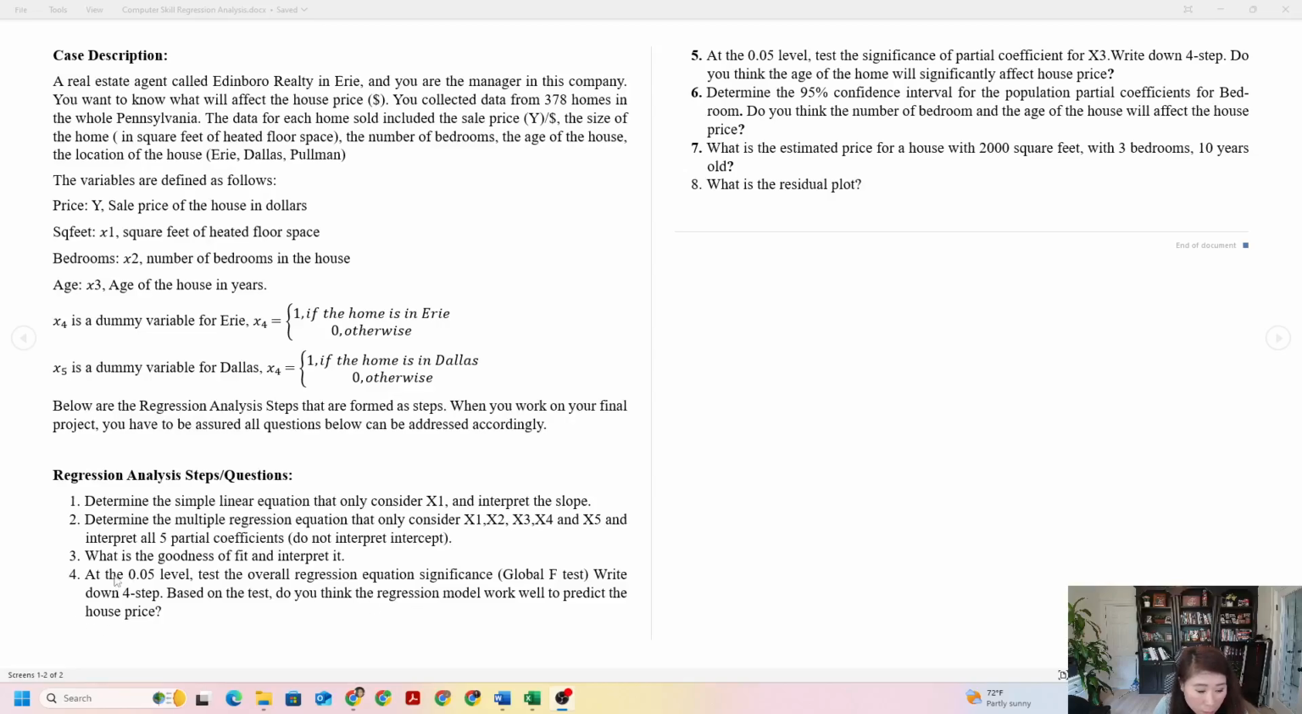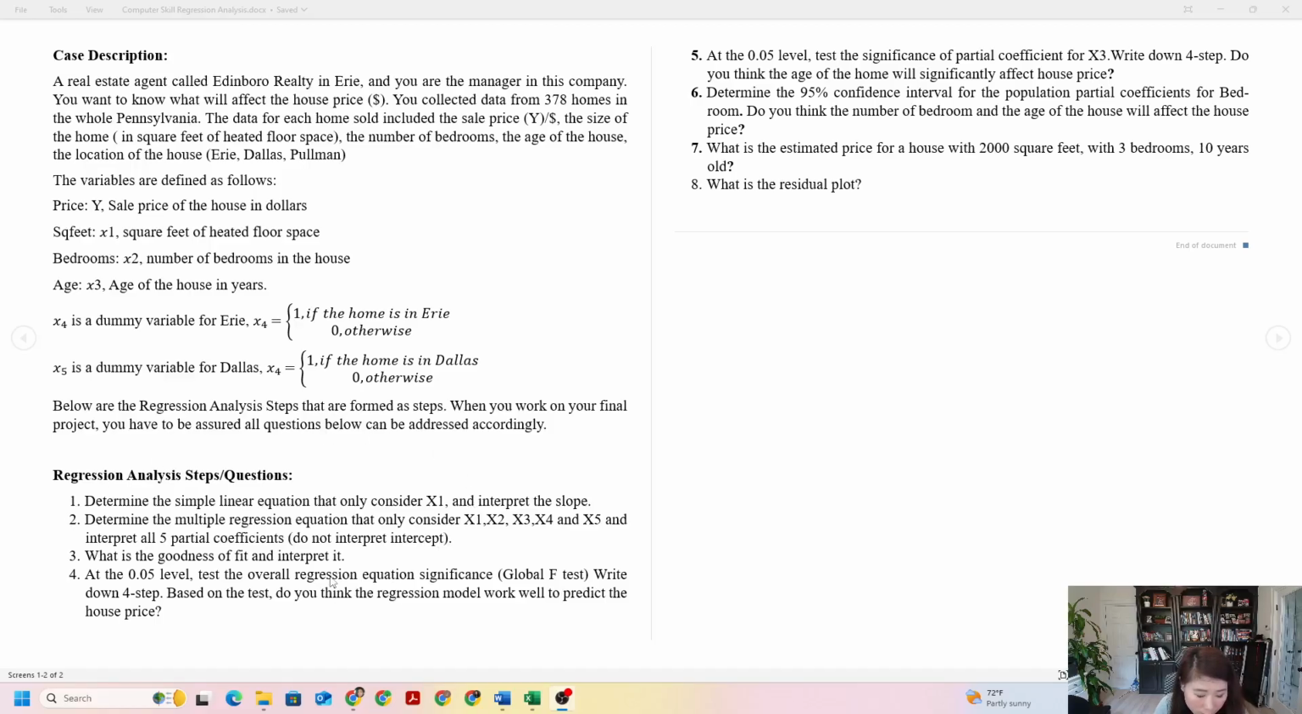So in this video, we're going to work on question number 4. At the 0.05 level, test the overall regression equation significance, or what we also call the global F test. Write down 4 steps based on the test. Do you think the regression model worked well to predict the house price? If you have no idea what the global F test is, please watch the lecture video.